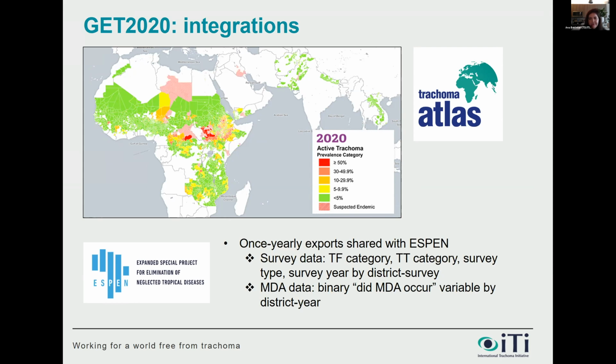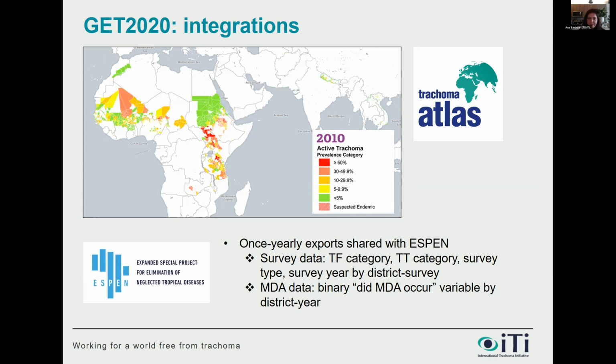This automatic sharing reduces the burden on health ministries to manually report these data to multiple systems and also enables us to provide a global picture of trachoma prevalence.